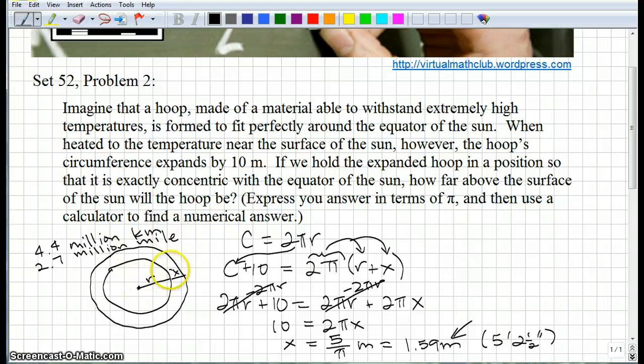But it turns out that just a 10-meter increase in the circumference of this hoop gives you 1.59 meters. It makes it 1.59 meters above the surface of the sun, which is like 5 feet 2.5 inches. So that's kind of interesting. So there you go. The answer is either 5 over pi meters or 1.59 meters if you used your calculator. So there you go.